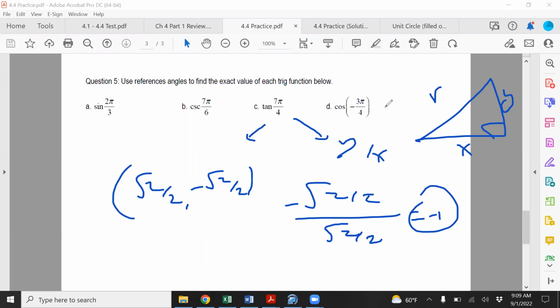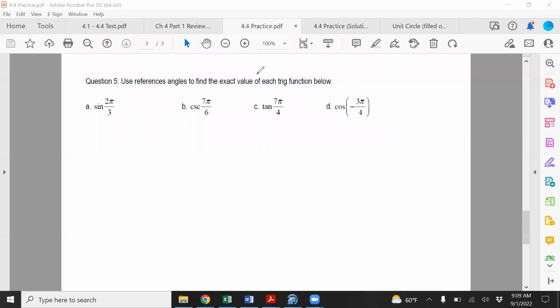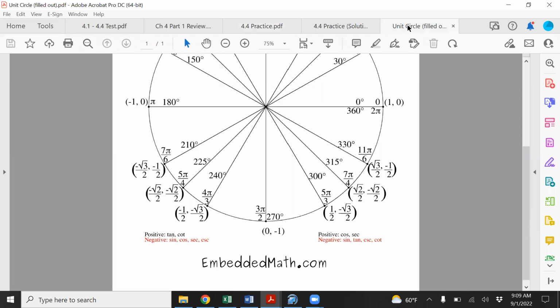And lastly, for part D. Okay, now this one's not on the unit circle. I don't see negative 3 pi over 4. But I taught you guys that the other day, maybe we've got to go clockwise. So if we go clockwise, only one of my fingers is off. Just negative 3 pi over 4. Negative 3 pi over 4. Do it again. Negative 3 pi over 4.